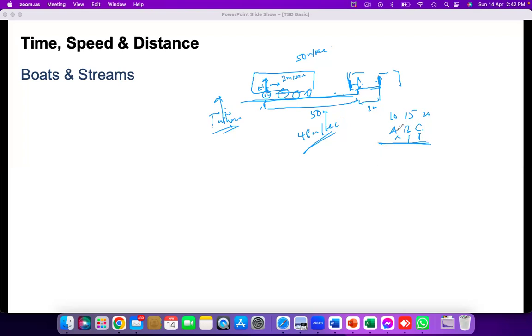But if I say what is the relative speed of A and B, both are moving in the same direction. So the relative speed of A and B is 5 meters per second. The relative speed of A and C is how much? 10 meters per second. The relative speed of B and C is 5 meters per second. Right? So, and if I say what is the relative speed of A, B and C, there are 3 persons now.